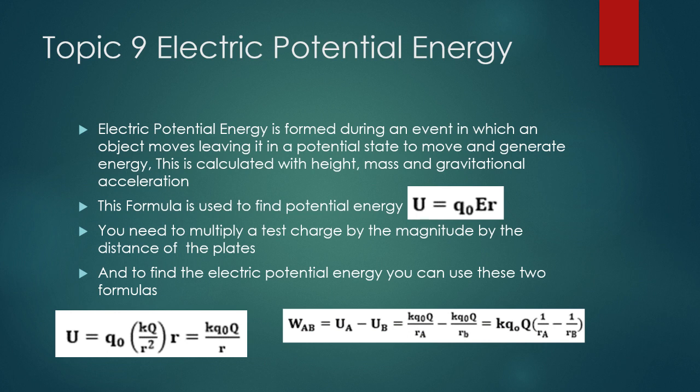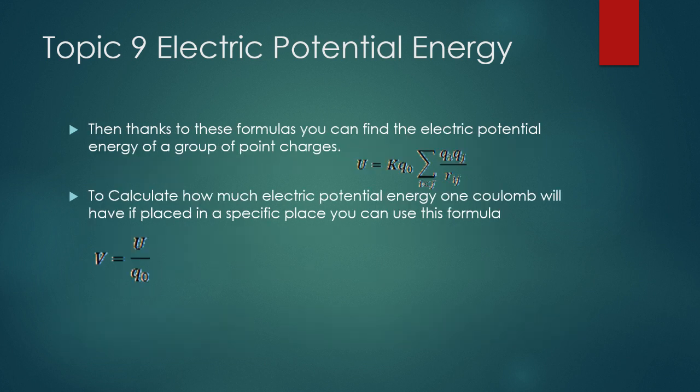You need to multiply a test charge by the magnitude by the distances of the plates. And to find the electric potential energy, you can use these two formulas. Then, thanks to these formulas, you can find the electric potential energy of a group of point charges. To calculate how much electric potential energy one coulomb will have, if placed in a specific place, you can use this formula.